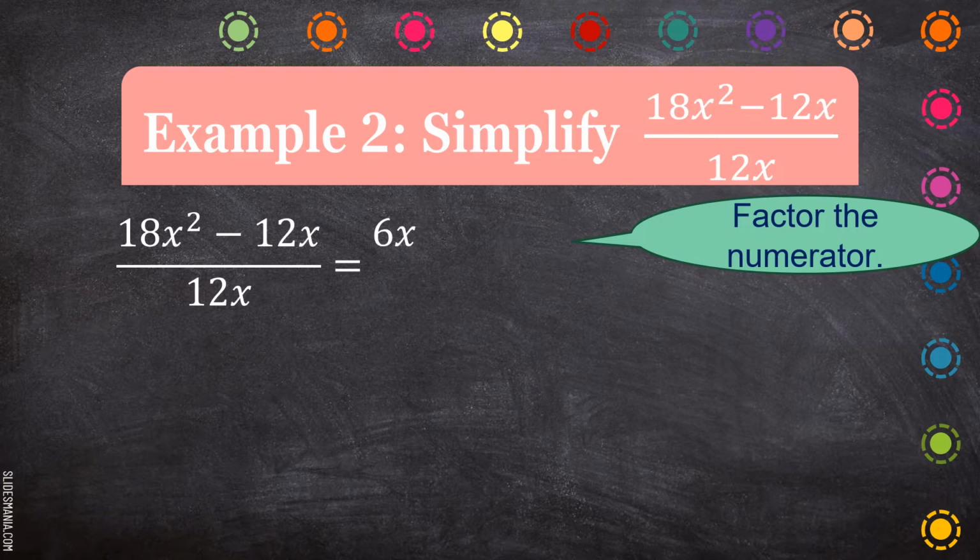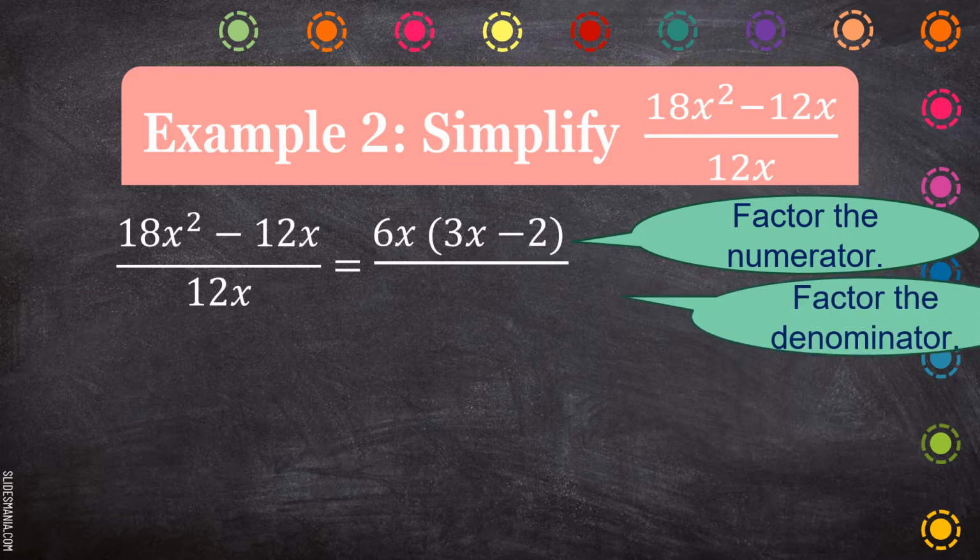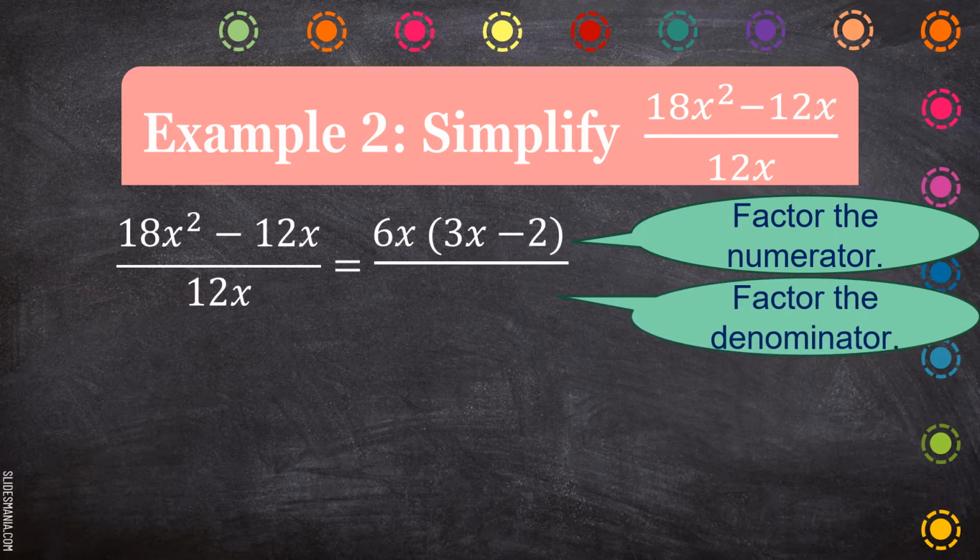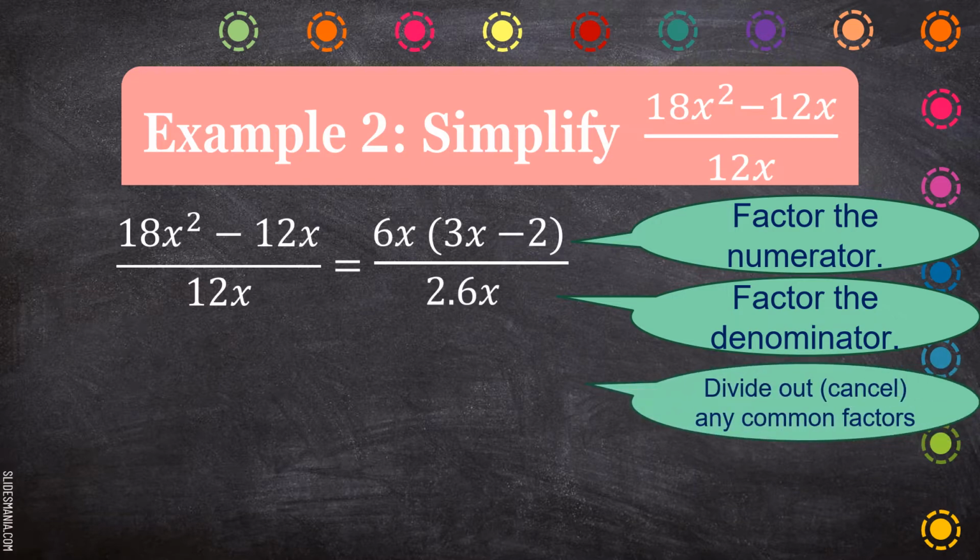So we divide 18x squared by 6x, that is 3x. Then dividing negative 12x by 6x, that is negative 2. Then next is to factor the denominator. So we can factor 12x as 2 times 6x. And then divide out or cancel any common factors.